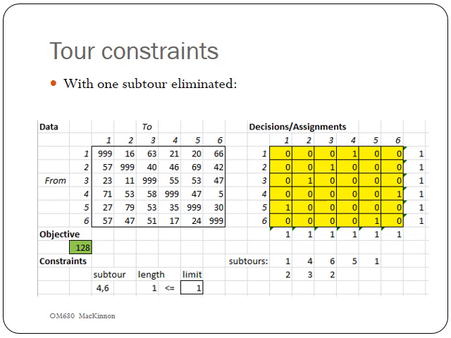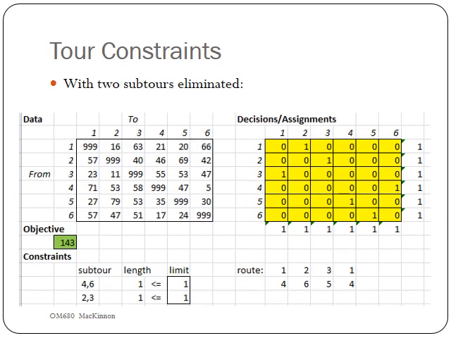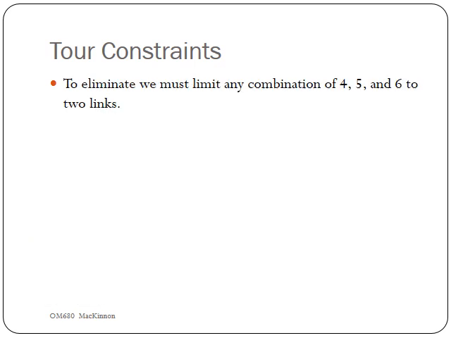So when we add one additional constraint, we eliminate that subtour, and we run it again, and we end up with 2 subtours. So let's eliminate the 2-3-2 subtour. And we run it again, and again we end up with a couple of different subtours. So to eliminate the 4, 5, 6 subtour, we have to limit any combination of 4, 5, and 6 to at most 2 links. 3 locations, 2 links.